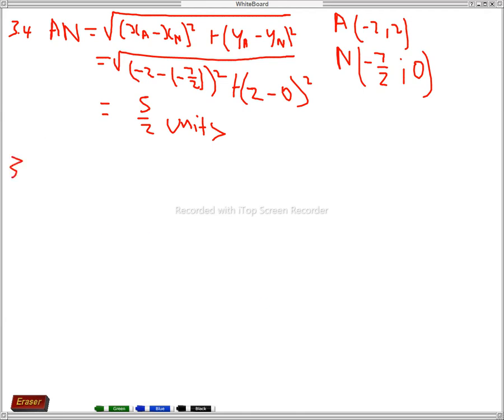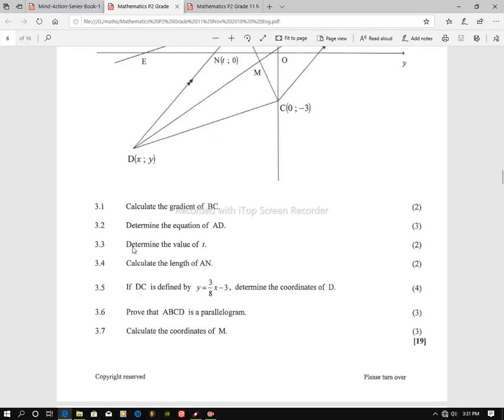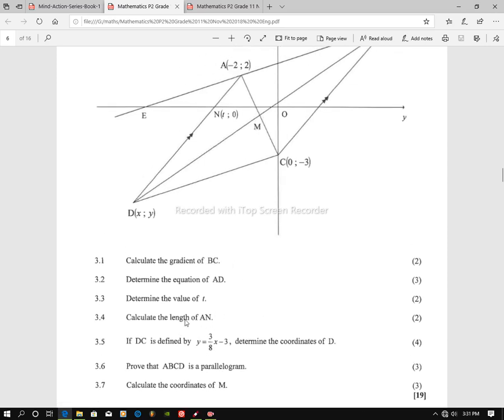So let's handle this 3.5. We are given the equation of DC, which is this one. So you know what we are going to do here, guys? We have the equation of DC, and we also have the equation of AD. Here is the point of intersection of these two lines, AD and DC. That's where they meet. So what we are going to do is equate these equations.